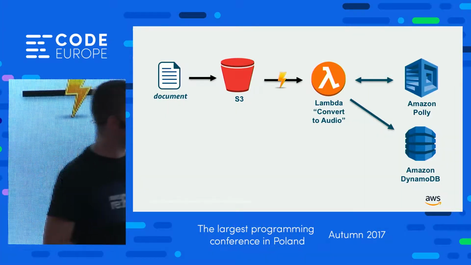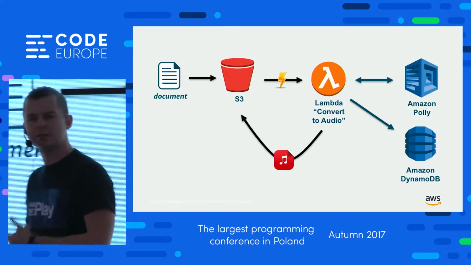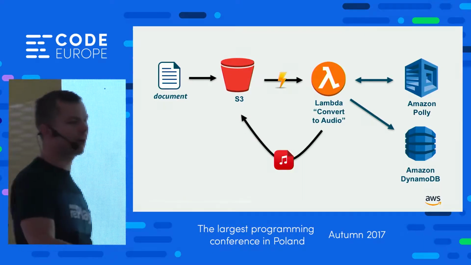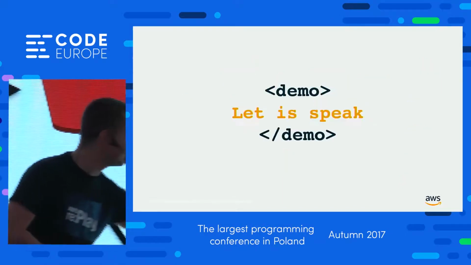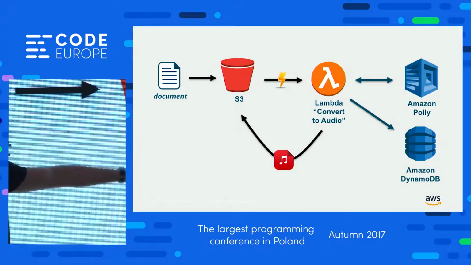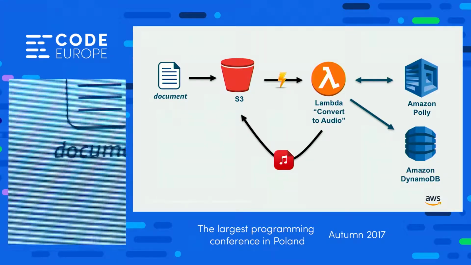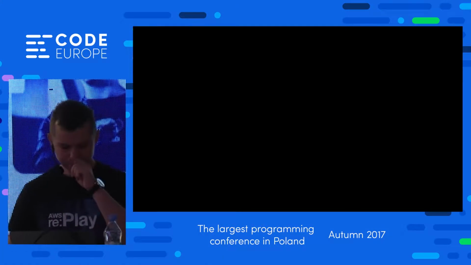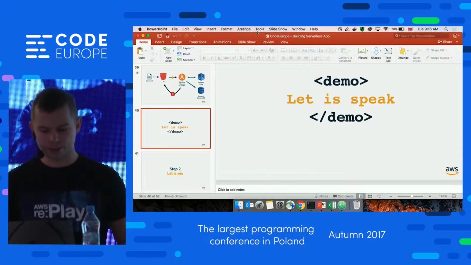Now we will also log this information inside DynamoDB, because we want to know what is happening. Maybe later we want to see exactly which files were converted. Okay? And the last thing is that we will take this audio file and put it back to S3. Okay? So this is the first step of the application which we'll build today. Let's hope it will work just fine.